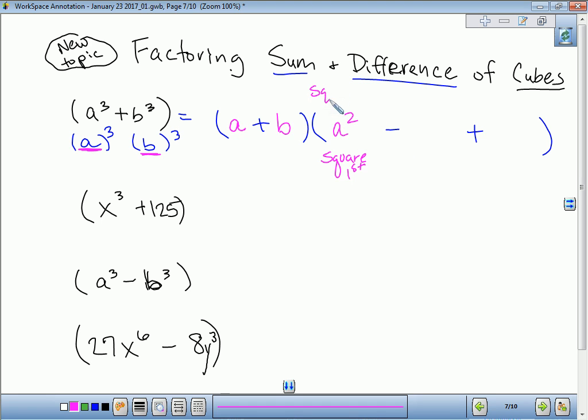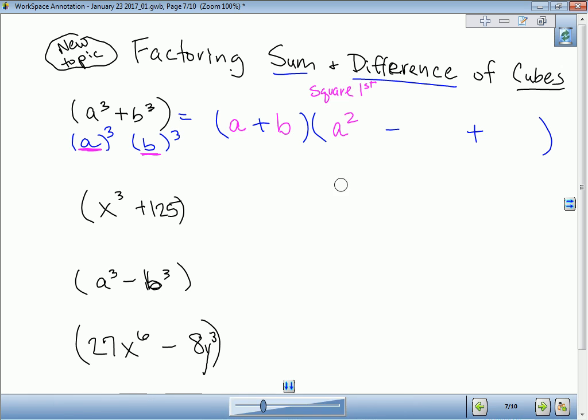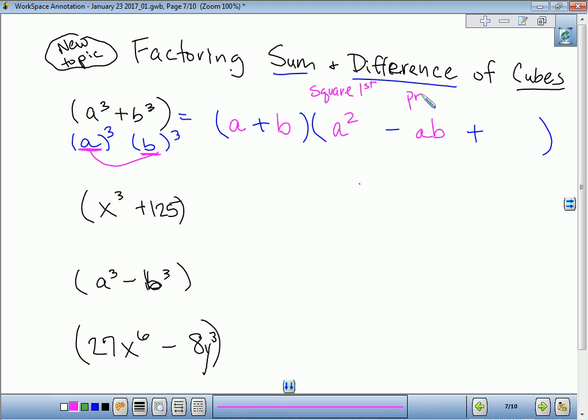So we square the first one. I'm going to erase it from down here. Okay, then we do the product of these two. A times B, the product is AB. So we put the product of the two right here. And then we square the second one. So we get B squared, that's right.